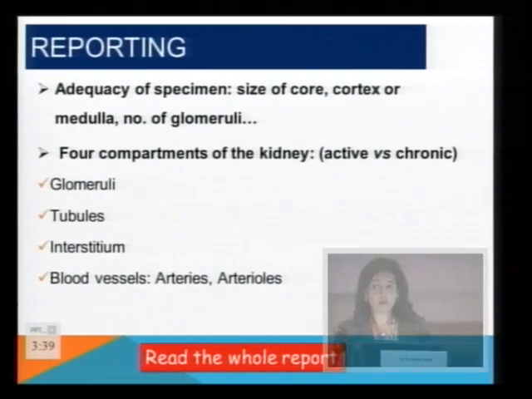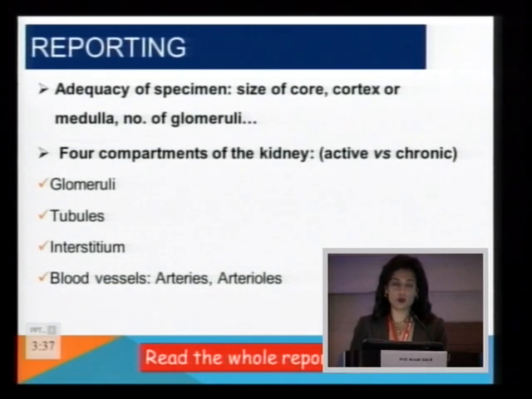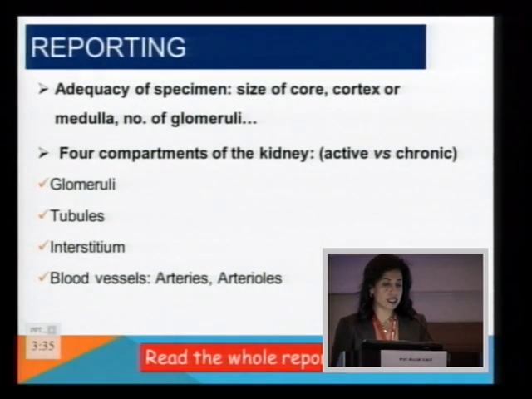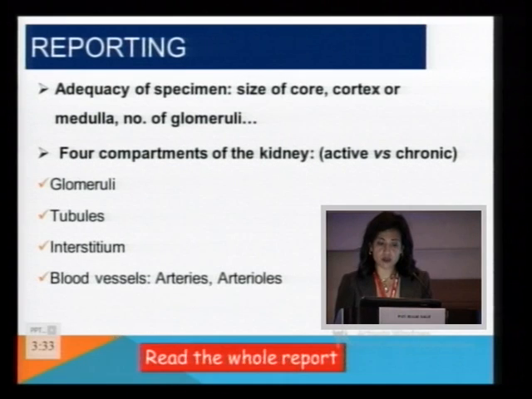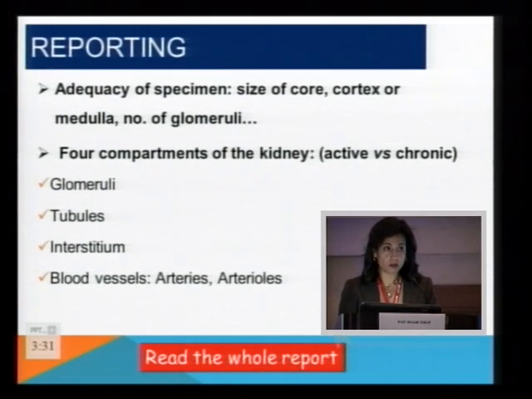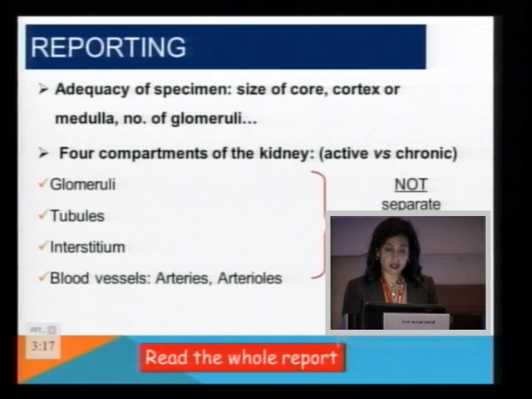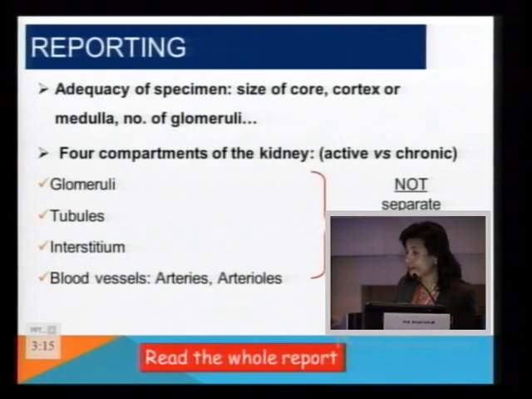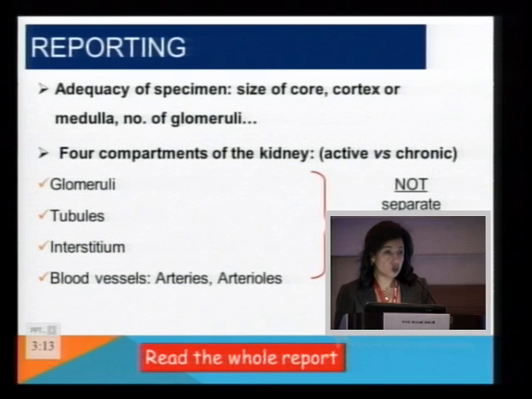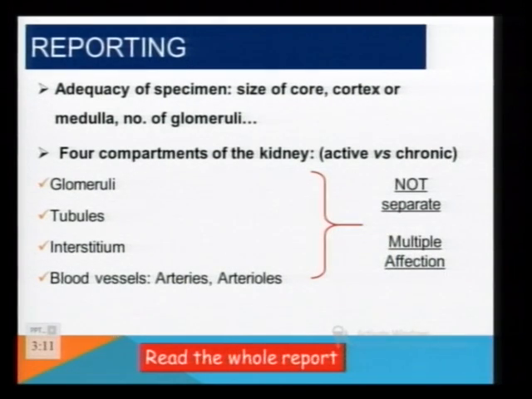So you get the report, and when you get the report, you will find that the report should include the adequacy of the specimen, the size of the core, whether it's cortex or the medulla, and number of glomeruli. So you know where you are and how adequate your biopsy is. The report will include comments on the 4 compartments of the kidney, active versus chronic. Please remember that these compartments are not separate, and that usually your patients have multiple affections.